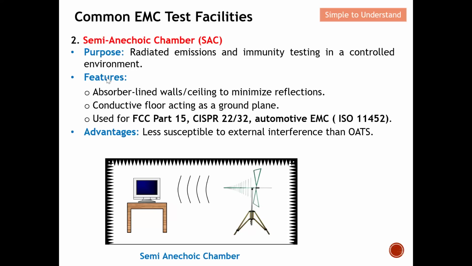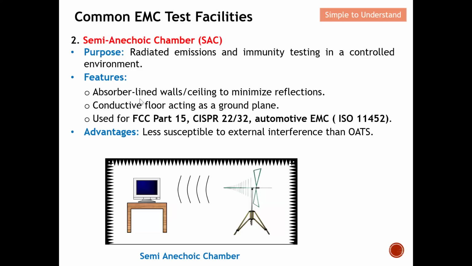The feature, you can see that we have absorber. From this diagram here, these are what we call the absorber. They have absorber that lines the wall and also the ceiling so as to minimize reflection. So basically this absorber will stop the EM wave from multiple reflection. This is the key purpose of the absorber.